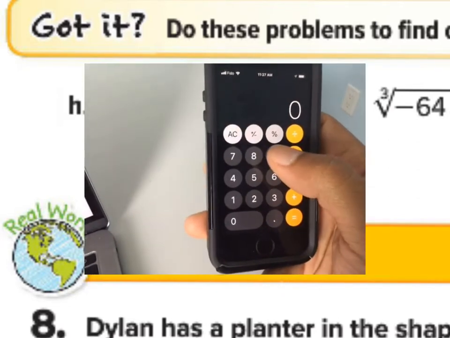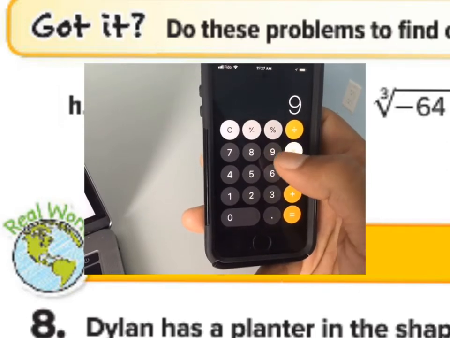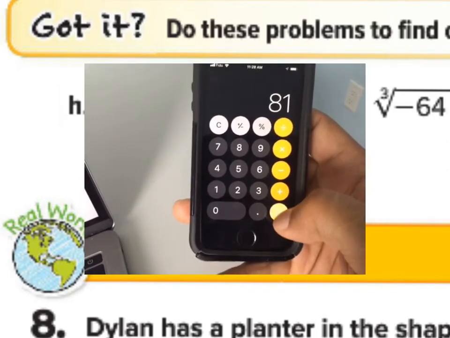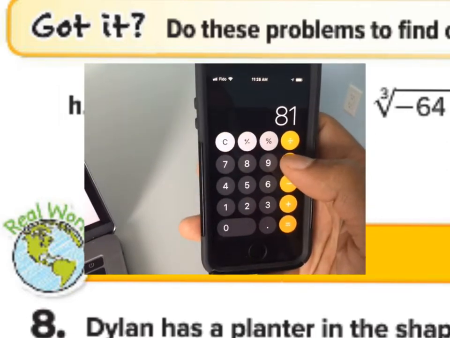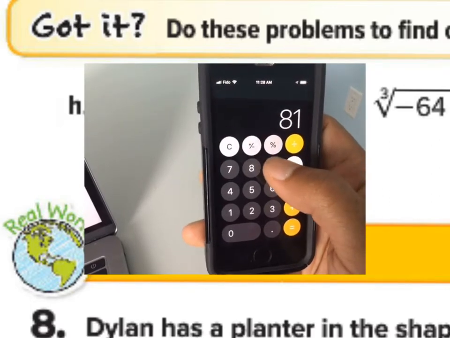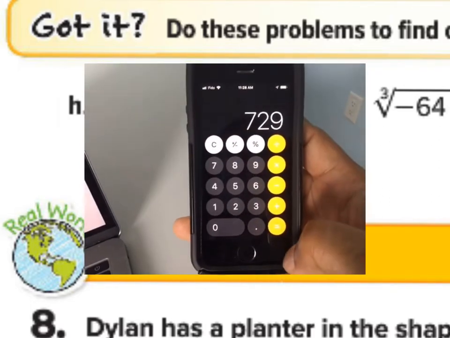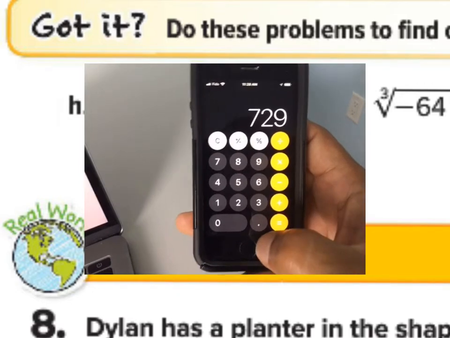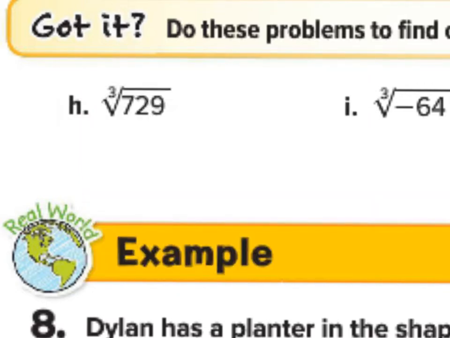So again, I just try 9 times 9. You know it's 81, and I'm going to try it one more time because it's cubed. Times 9, and there it is, 729. So, cube root of 729 is simply 9.